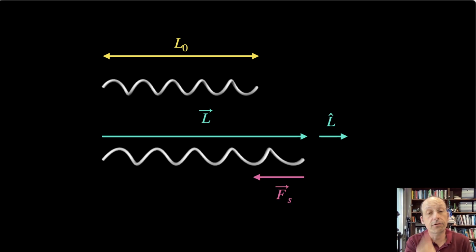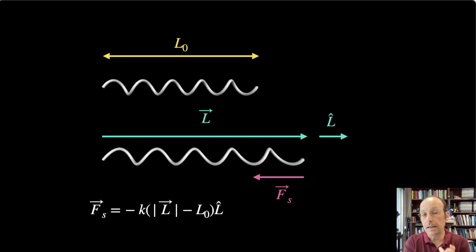And the spring force is proportional to how much it's stretched. It's not proportional to the length. It's proportional to the difference between the length and the unstretched length. So I can write the following expression for the force due to a spring. Negative, meaning that it's in the direction opposite the way it's stretched. k is a value that tells you the stiffness of the spring, so it's a spring constant, we call that.